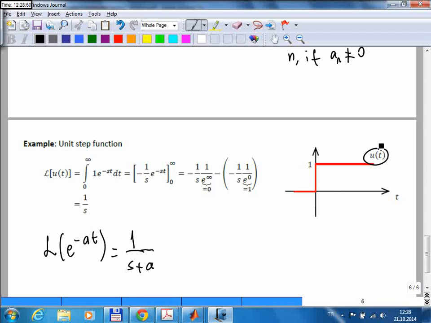So this is the graph of the unit step function. This is the original function, not the transformed function. The transformation of that function is 1 over s.